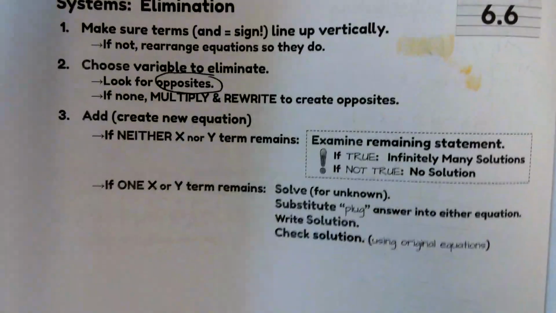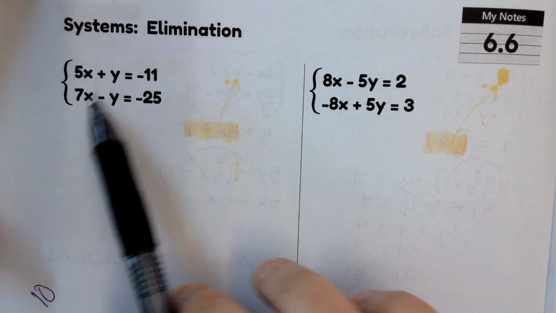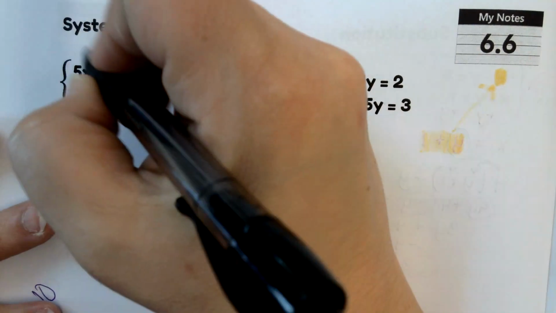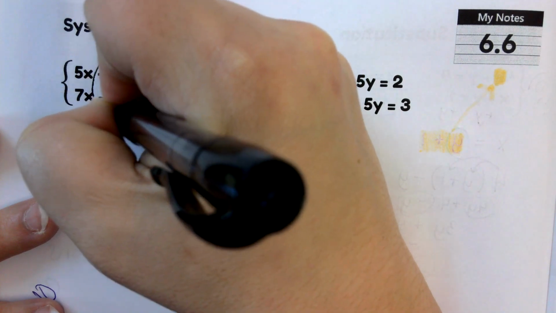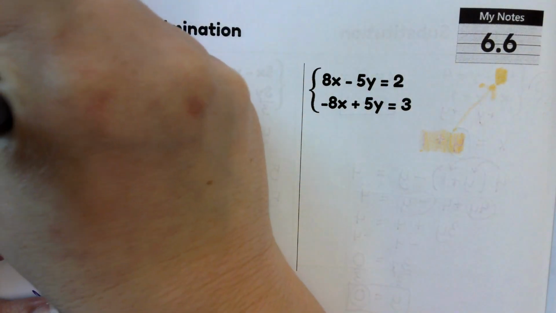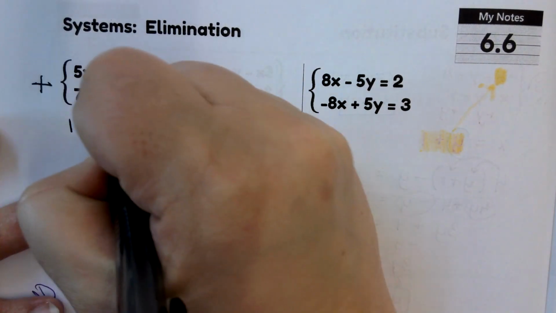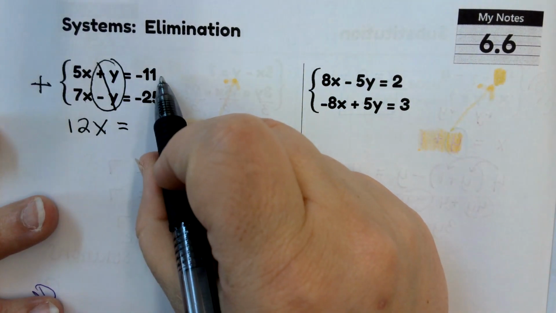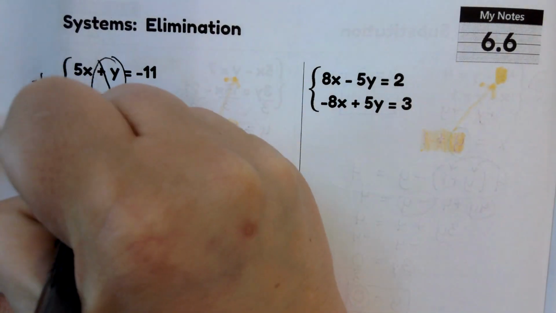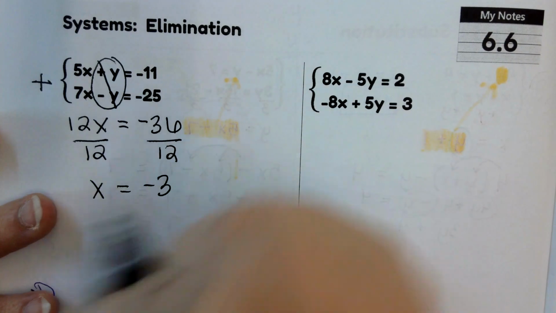All right, let's practice down below. So our first one, I know my x's line up, my y's line up, and my numbers line up. I know I have opposites right over here, so those are going to eliminate. Now I'm going to add the rest. 5x plus 7x is 12x. Negative 25 and negative 11 make negative 36. Divide both sides by 12. X will equal negative 3.